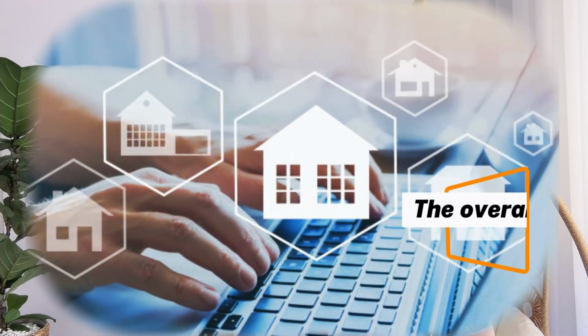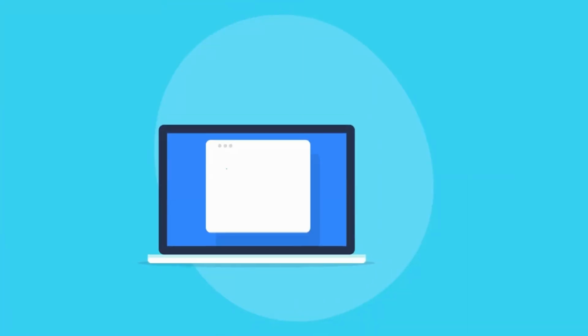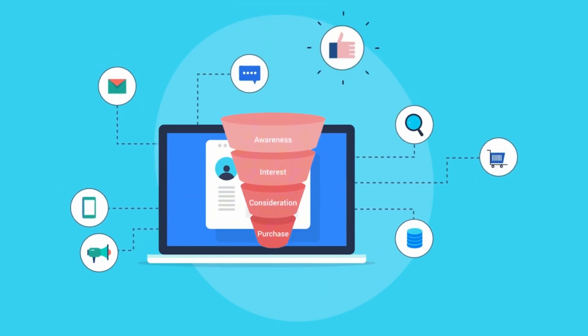Let's take another example, the one I have been working on, the digital home loan. Assume the overall conversion is 18% and it's declining. At first glance, it looks like a product issue, but when you segment your customers' behavior into different funnels, you see something more specific.